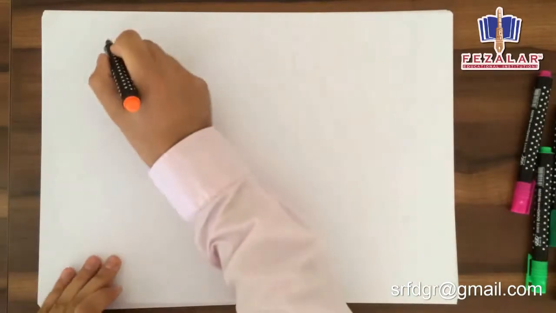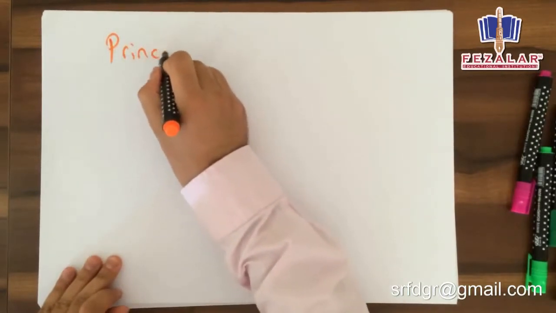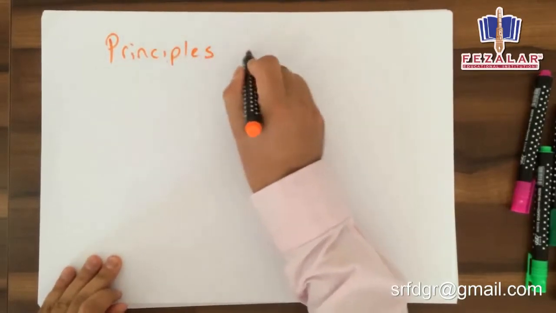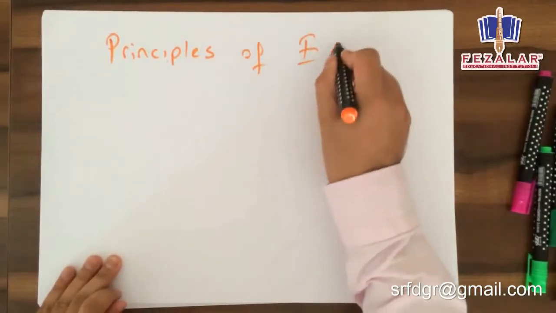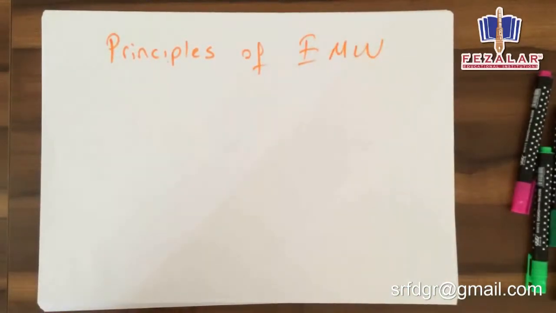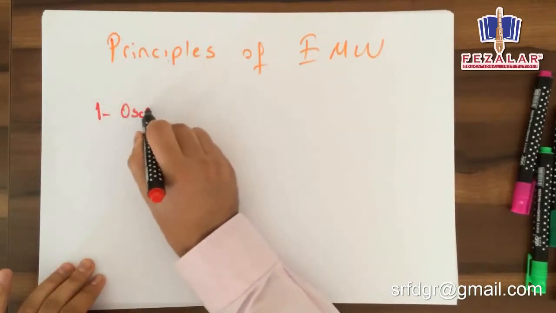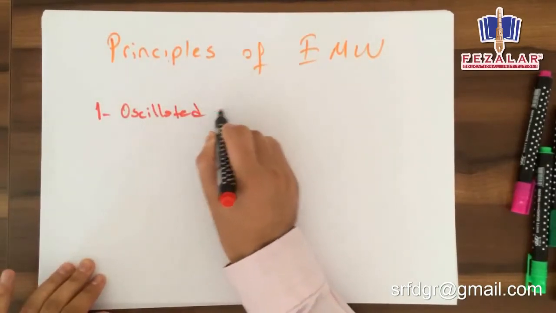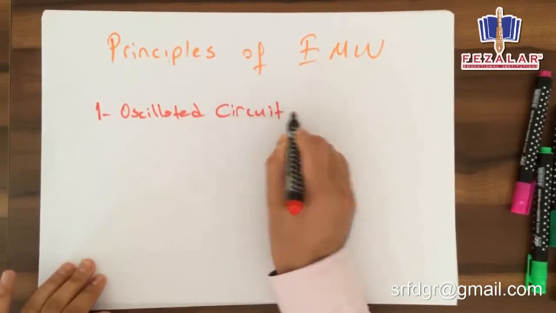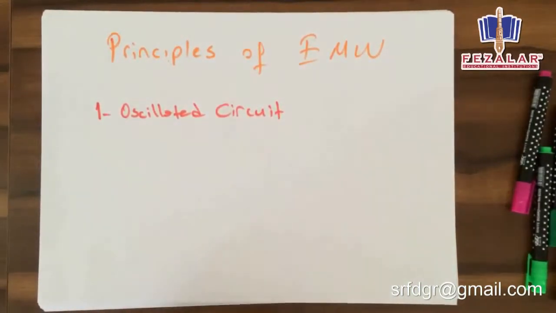First, we must say, in order to transmit and receive electromagnetic waves, we need two basic devices. So let's say principles of electromagnetic waves. We need two basic devices. The first one is the oscillated circuit. Also, it is called a resonance circuit. Actually, it is mentioned in chapter 3, so we haven't talked about it yet, but let's explain it shortly.